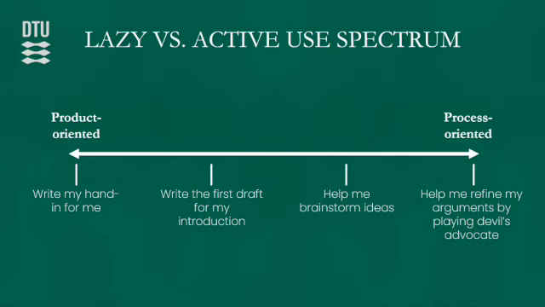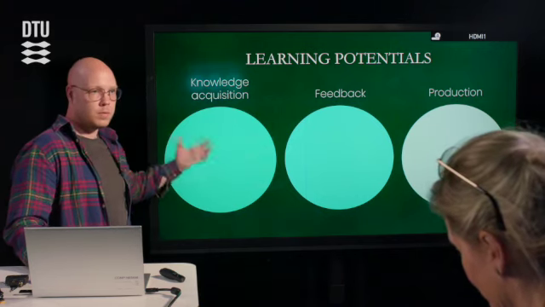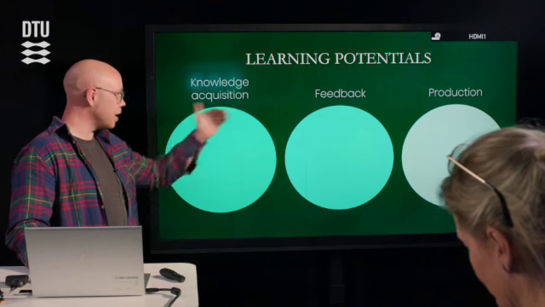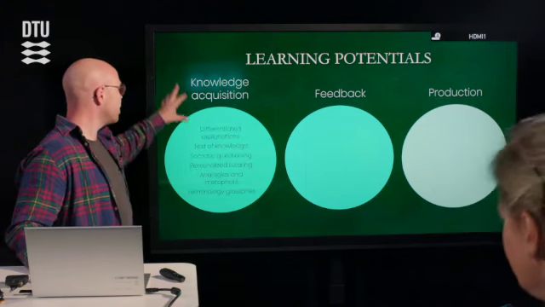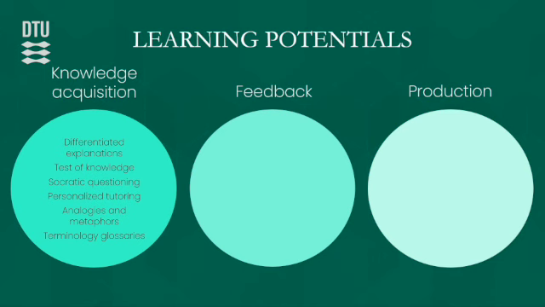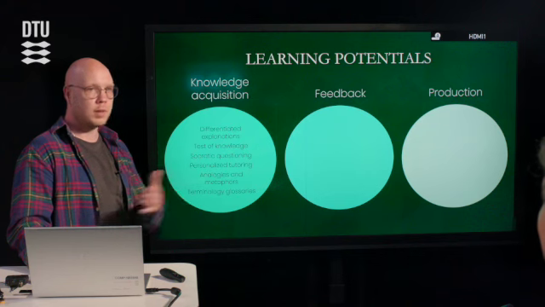Okay. So when I think about the learning potentials of this, I usually think about them in three categories. There's knowledge acquisition, just pure, how do I get knowledge into my brain, feedback, and then production, which is the most controversial. In terms of knowledge acquisition, I think good ways of using it are differentiated explanations. Explain this to me like I'm 5 years old, or explain this to me like I'm a PhD student. Having content presented to you where you are, I think is a great way of using it.